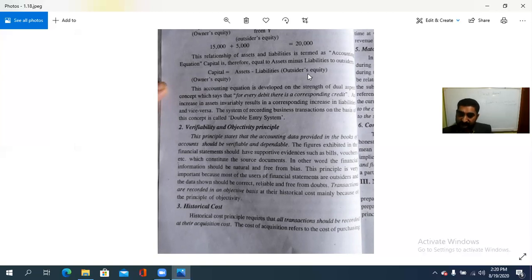Errors in the അത് ഒരു പരിധി വരെയേ ഉള്ളൂ. എറേഴ്സ് ഒക്കെ ഉണ്ടാകുന്നുണ്ട്. അതിനുള്ള വേറെ മാർഗങ്ങളുമുണ്ട്. എറേഴ്സ് ഉണ്ടാകുമ്പോൾ എന്താണ് എന്നുള്ളത്. So it should be free from bias. ഓക്കെ, അപ്പൊ അതാണ് ഓർക്കേണ്ടത്. Verifiability and objectivity principle. It should be verifiable and dependable to each other. So that is the second one, verifiability and objectivity principle. Then the third is what? Historical cost.